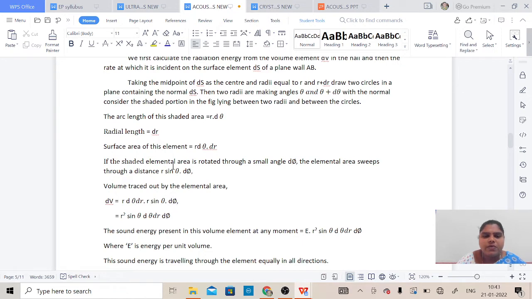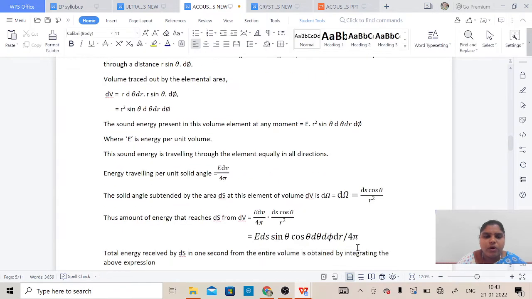Okay, it sweeps some angle, that is r sin theta d phi. Now the total volume traced is r square sin theta d theta dr d phi. Now the sound energy present in the volume element at any moment is equal to the total sound energy E into the complete value of dV, that is r square sin theta d theta dr d phi, where E is the energy per unit volume.